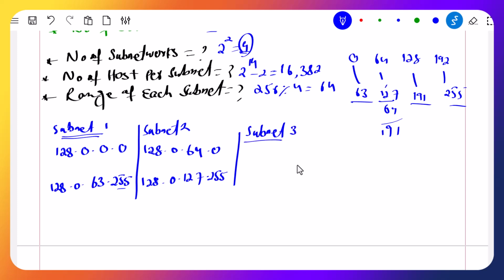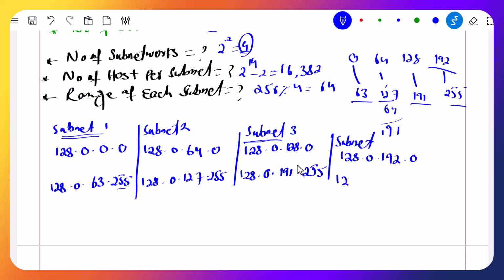Subnet 3. Don't worry, if you have any question, directly raise your question in the comment section. Okay, I will definitely reply. 128.0.128.0 to 128.0.191.255. Subnet 4 starts from 192: 128.0.192.0 to 128.0.255.255. This is the last subnet, the subnet 4 range.